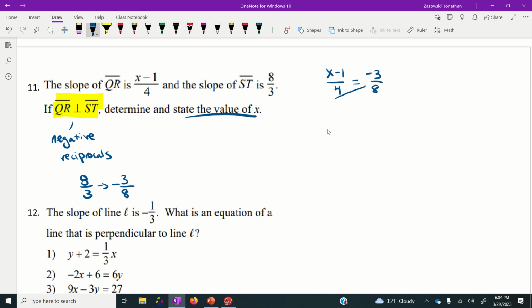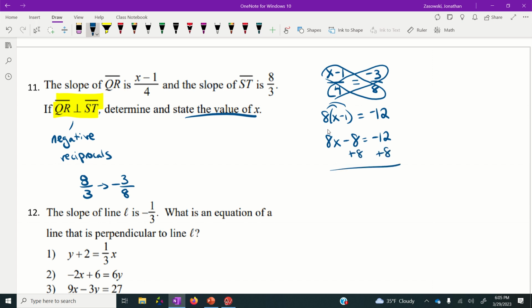And remember, we can just cross multiply to solve. So we're going to get -12 is equal to, remember we have to distribute through here, 8 times x minus 1, and I get 8x minus 8 equals -12. We're going to add 8 to both sides. We're going to get 8x is equal to, and it doesn't really matter which one of these you make negative, so just be aware, negative 4, and then we'll divide by 8, and x is equal to negative 1/2. All right?